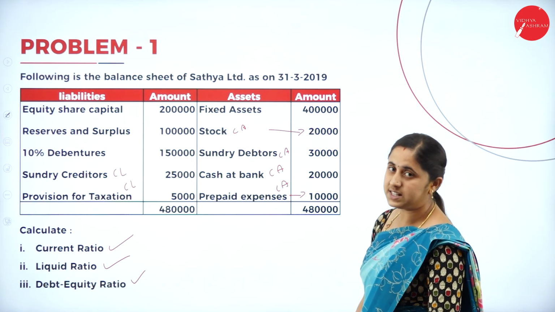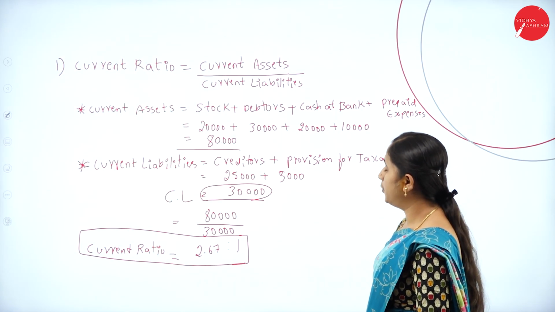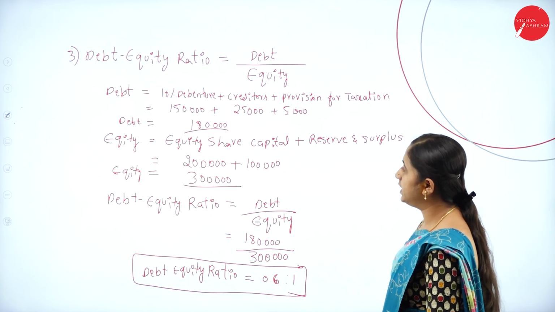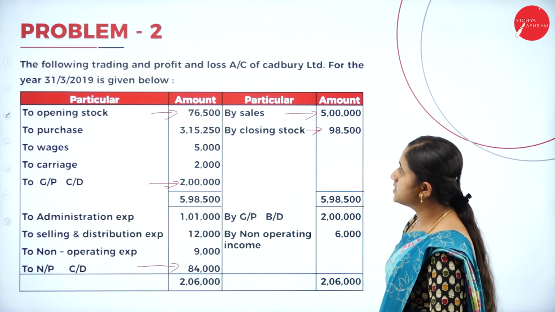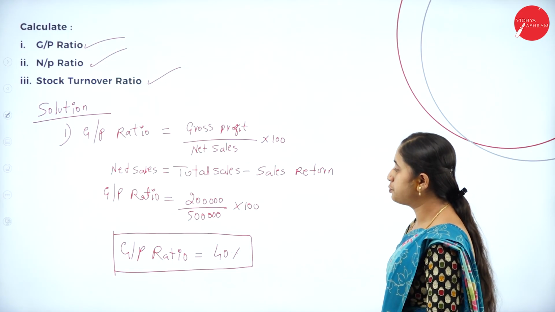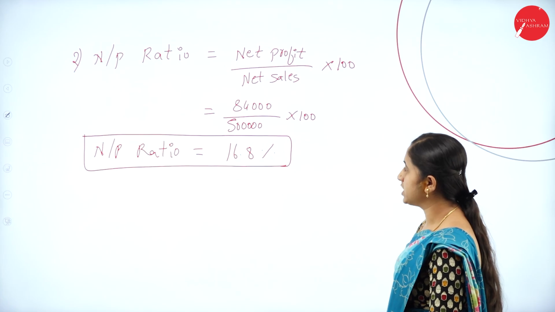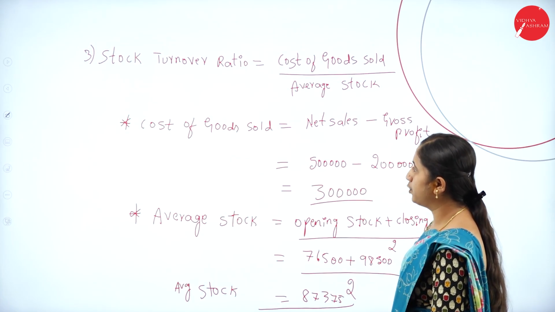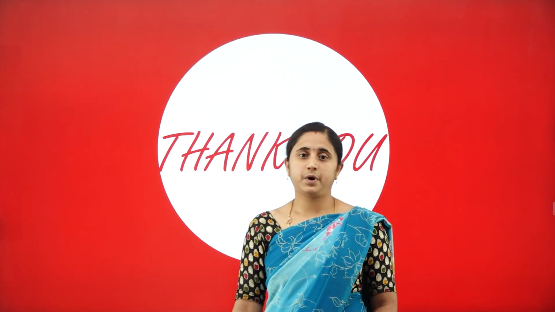This is first problem, current ratio, liquid ratio, debt equity ratio. Next, second problem. For this, gross profit ratio, net profit ratio, then stock turnover ratio. This is all about today's session.